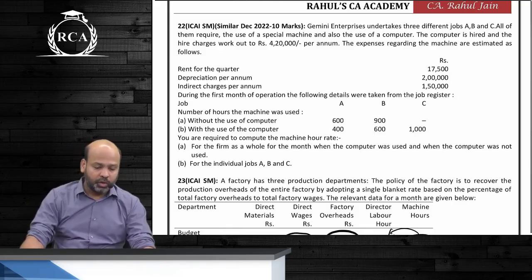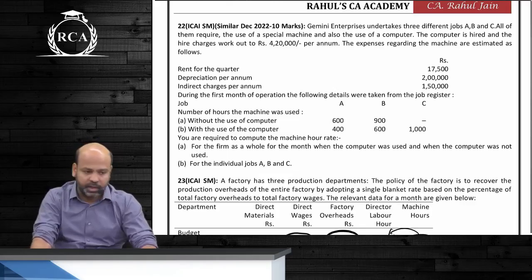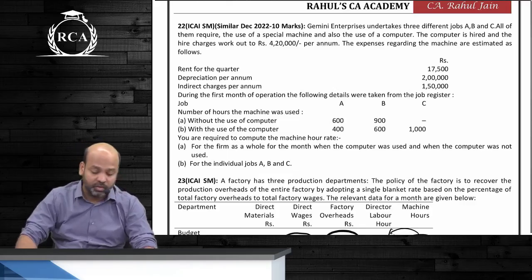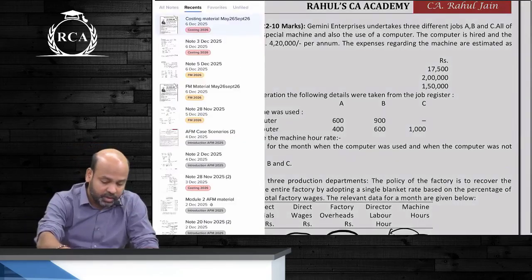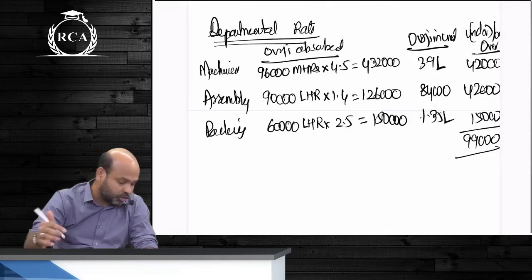If you're only using the machine without the computer, how much will the expenses be? 10 rupees per hour. If you're using the computer as well as the machine, then the cost would be 27.5. Understood what I just did? So what do we have to do? We have to compute both of them separately.